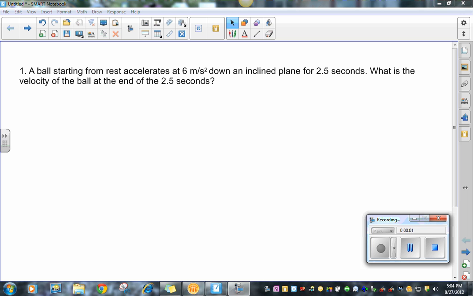Time for some acceleration problems. If you look at your formula sheet where it says kinematics, there are 4 new formulas. Okay, so we're going to try some problems with those. All right, let's take a look at what these symbols actually mean.